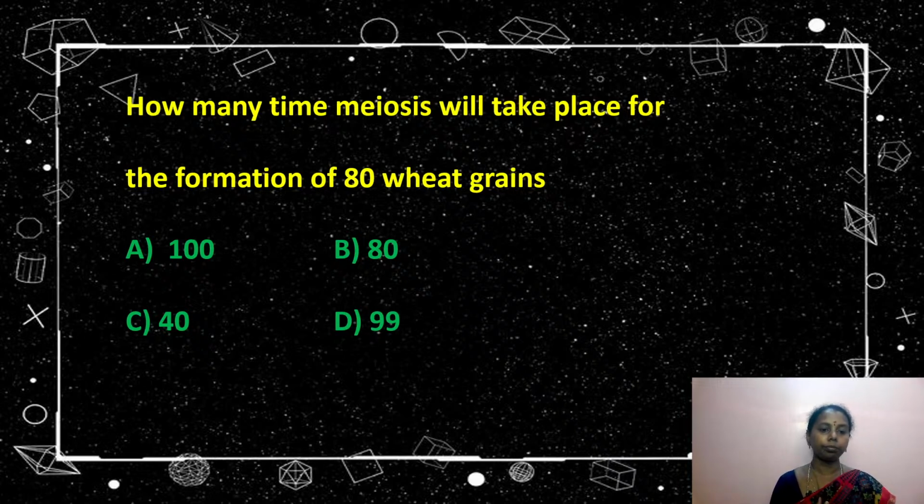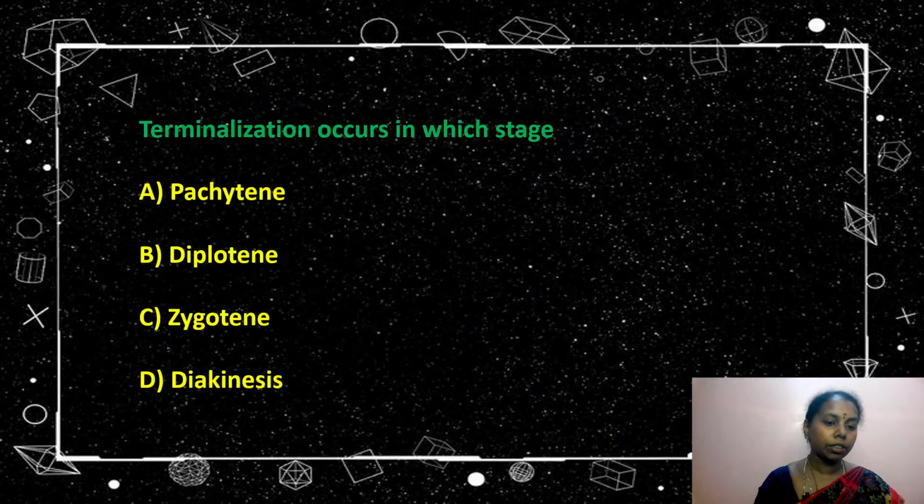Let us see. So to form 80 male gametes, we need 20 meiosis. 20 into 4, it will become 80. And to form 80 female gametes, we need 80 meiosis because in each meiosis only one female gamete we may get. Excellent answer. Many of you have answered very correctly. It is 100. As you all know, how it is formed: 80 plus 20, it becomes 100. Very correct, children.